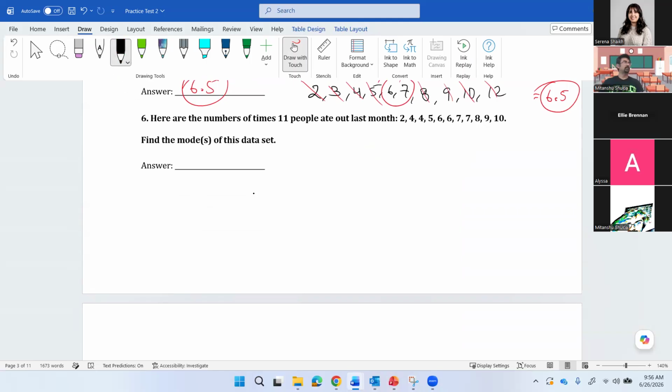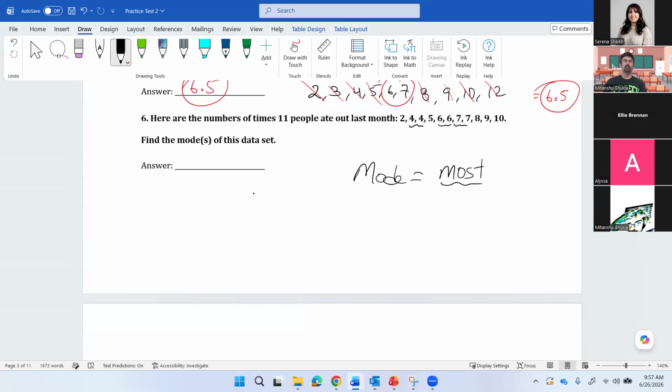All right. So here's a list of numbers of people eating food last month. Find the mode. Mode means what? The most frequent. The number we see the most. That's right. Okay. And we see two fours, two sixes, two sevens, and I don't see anything else that shows up more than that.